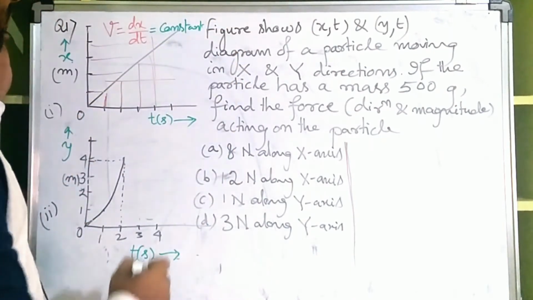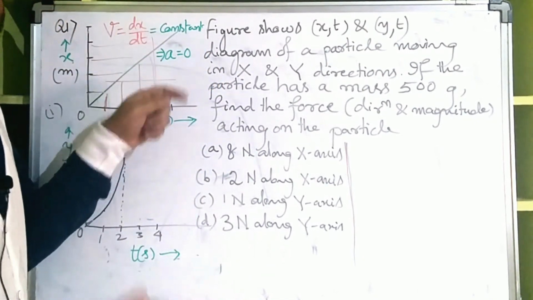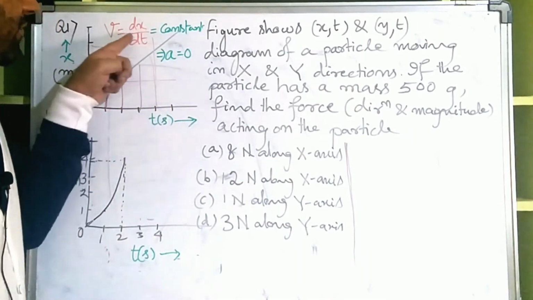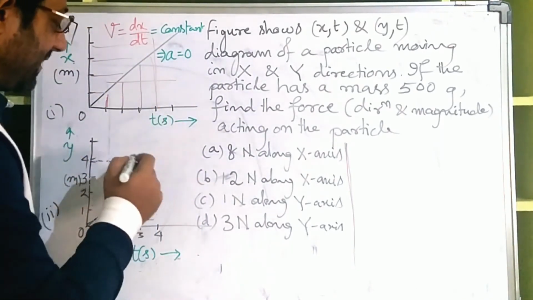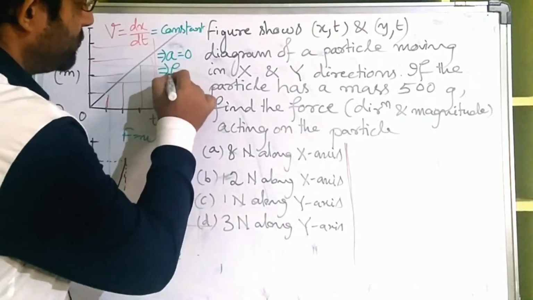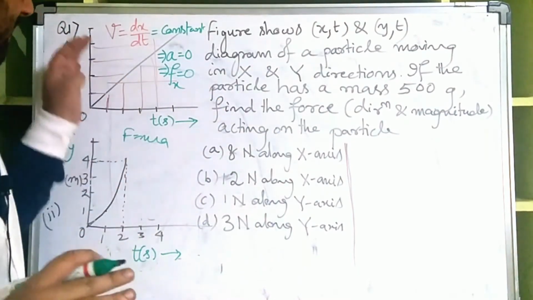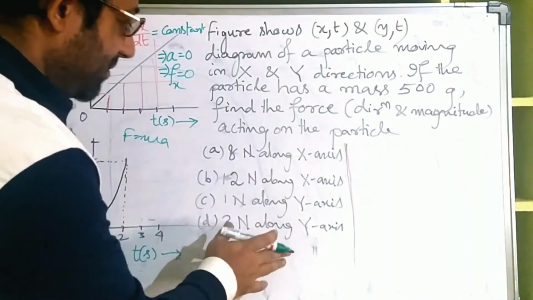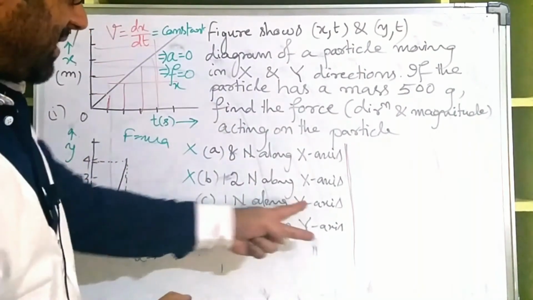If velocity is equal to constant, it implies that acceleration must be 0, yes or no? Because acceleration is the rate of change of velocity. If velocity changes, then only acceleration comes into the picture. Now velocity is constant, that means it is not changing, so acceleration is 0. And we have studied that F is equal to ma. If a is equal to 0, the force is also equal to 0, and this is along x-axis, so force along x-axis is equal to 0. We can conclude it from this graph only, right? So force cannot be along x-axis. This is a multiple choice question, so the options along x-axis are not correct, but the other two are along y-axis.